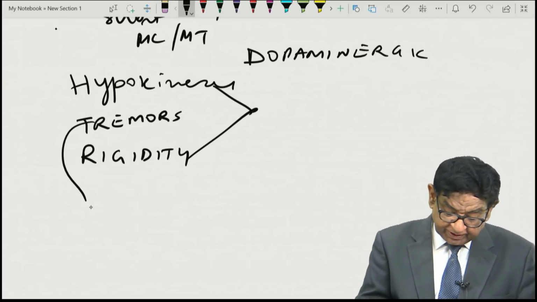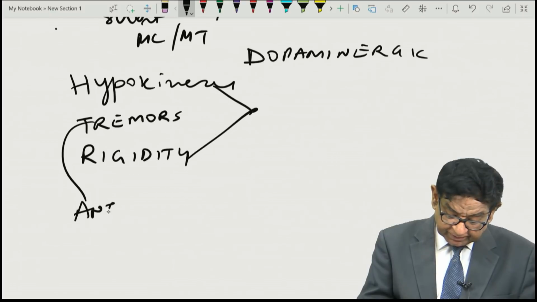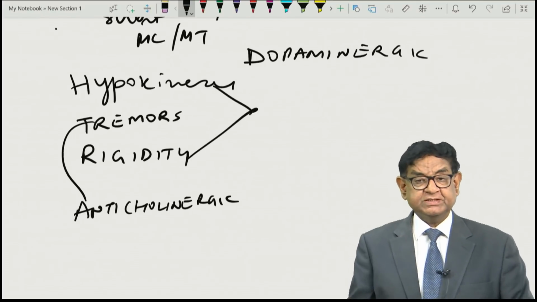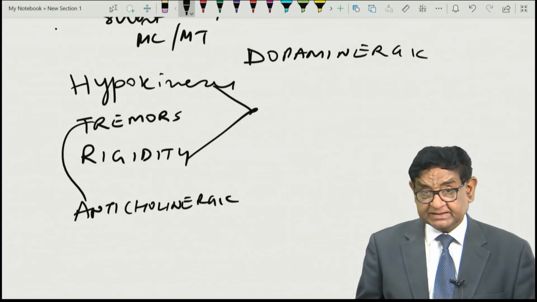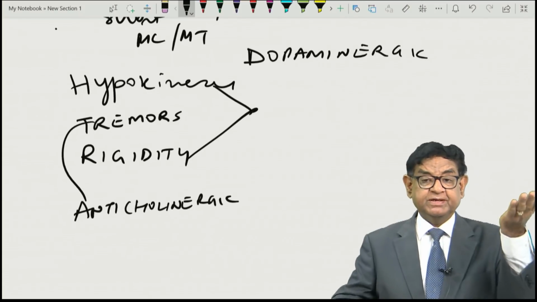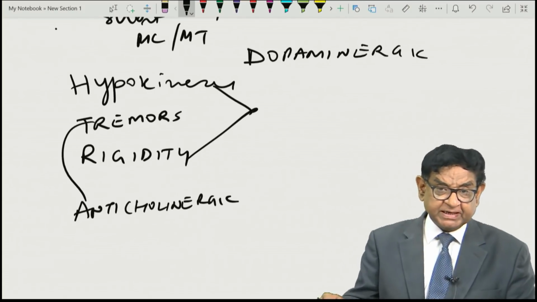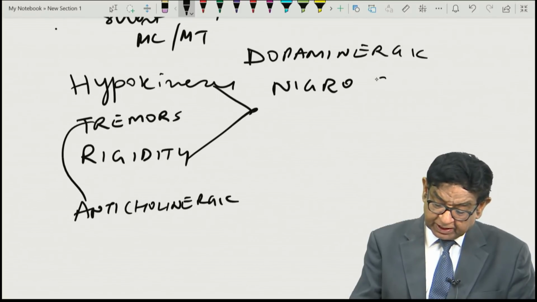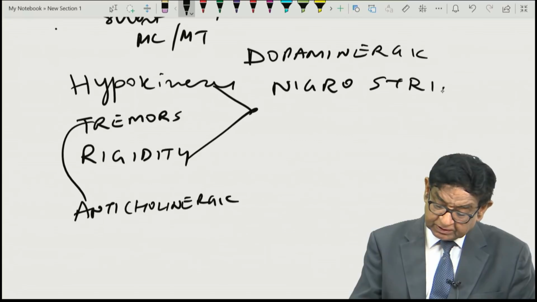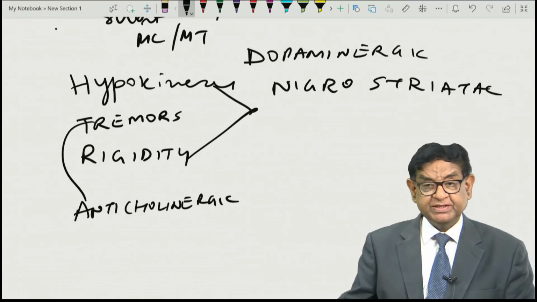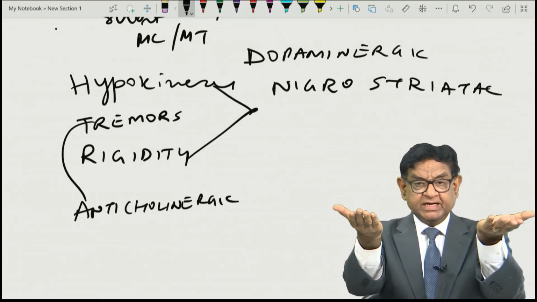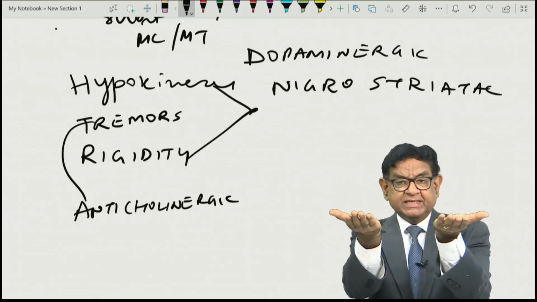And this responds very well to anticholinergic drug. Now, before I discuss this question, let's learn some basic concept about Parkinson. We all know that in case of Parkinson, nigrostriatal pathway is involved. Nigrostriatal pathway, this is dopamine and this is acetylcholine. Normally they are in balance.